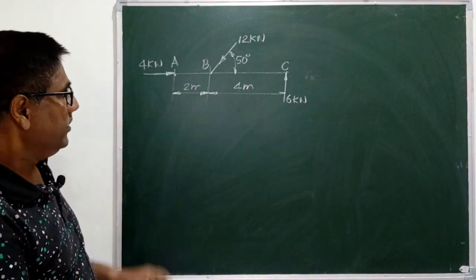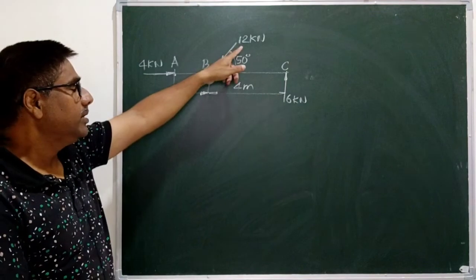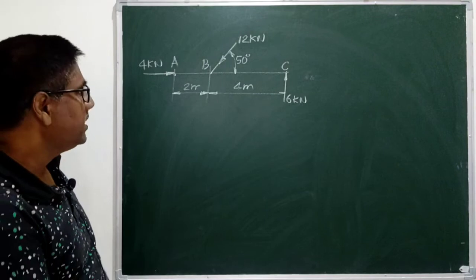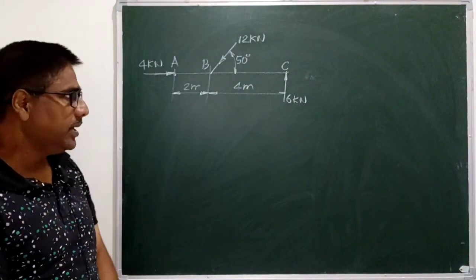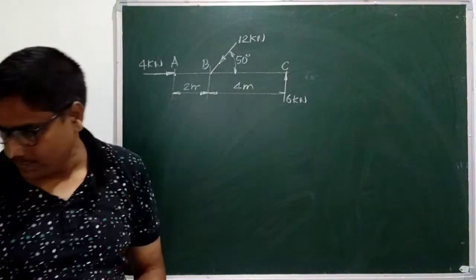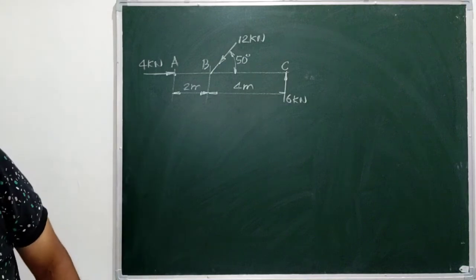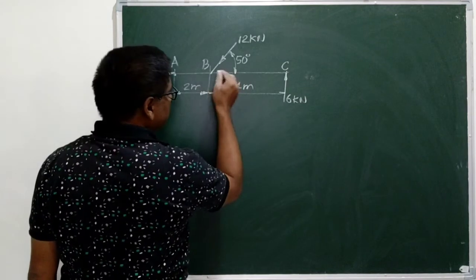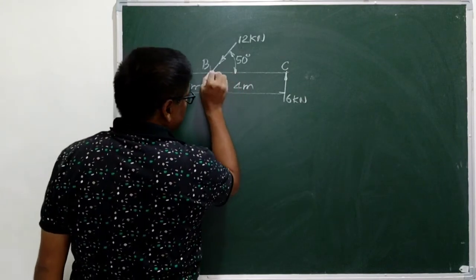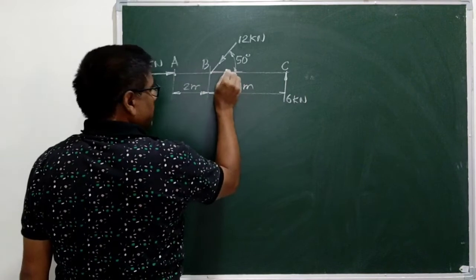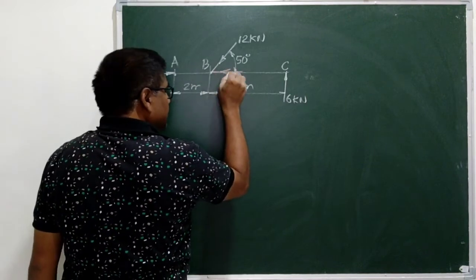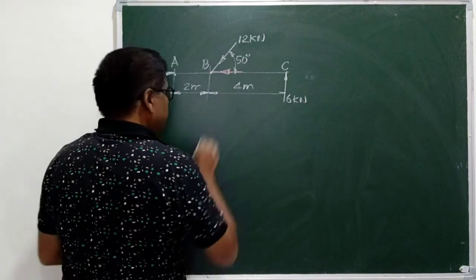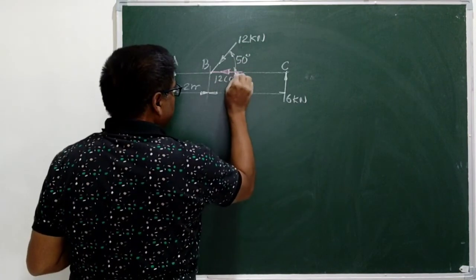First of all, we have to resolve this 12 kilonewton force in two mutually perpendicular directions, as it is neither acting in x direction nor acting in y direction. Therefore, let us resolve this force along x and y directions. I will use some different color chalk for better visibility. This is x component of this force, f cos 50, that is 12 cos 50.